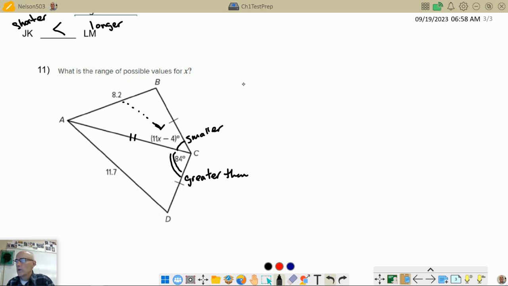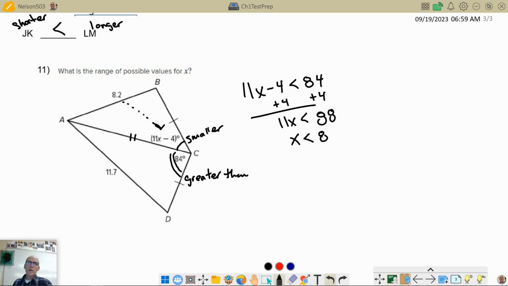So what does that mean? Well, 11x minus 4 has to be less than 84. And now we've got to solve this inequality. So I add 4 to both sides, and I get 88 on the right side. And then I've got 11x over here. If I divide by 11, I get 8. So x has to be less than 8.